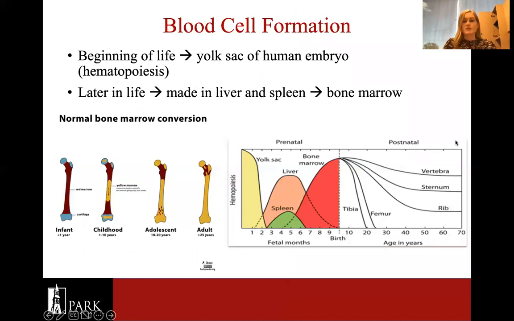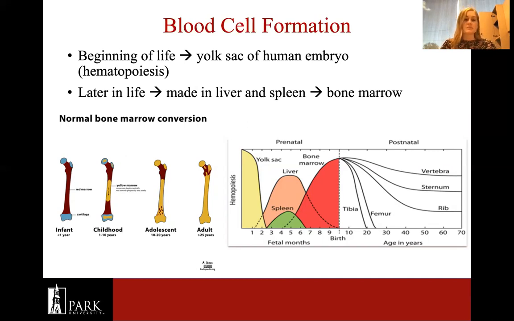So blood cell formation, how does it come to be? At the beginning of life, that yolk sac of the human embryo is where it's going to start. That is called hematopoiesis, with formation of red blood cells. That's the fancy name that we use, hematopoiesis. Anytime you see hema, it's going to be related to blood. Like if you've ever heard hematoma, that is another condition related to blood pooling up in a certain region of your body.